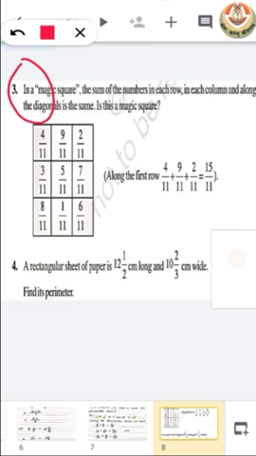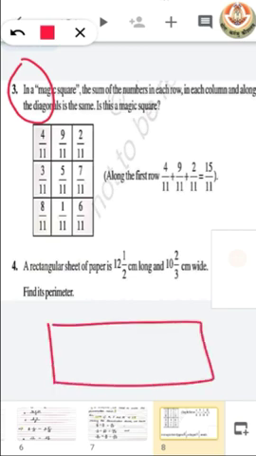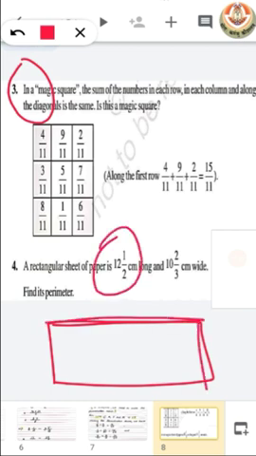Question 4 is also very easy and it includes only simple addition. So it is also your practice question. Let's just discuss question 4. It says that there is a rectangular sheet whose length is given, which is 12 1/2, and whose width is given, which is 10 2/3. So we have to find the perimeter.